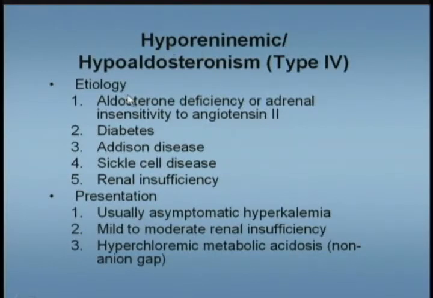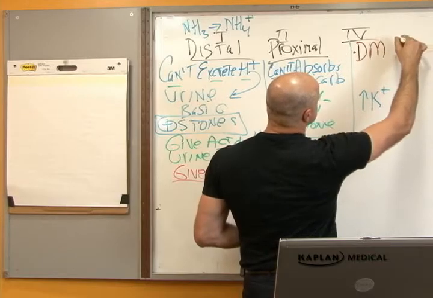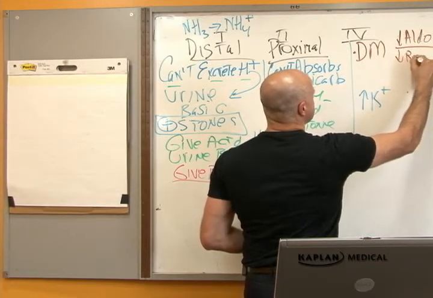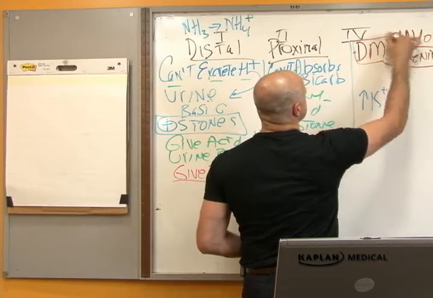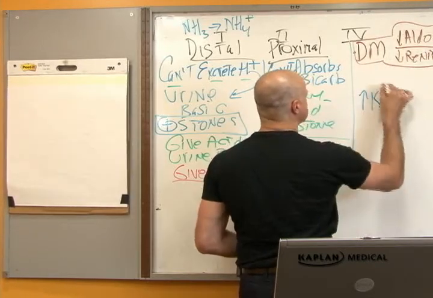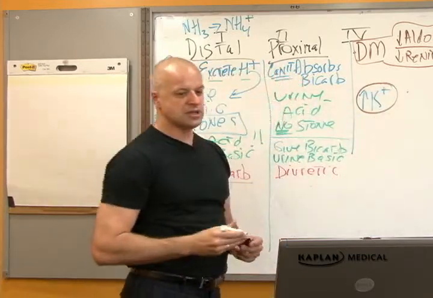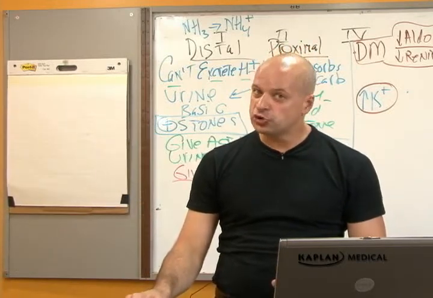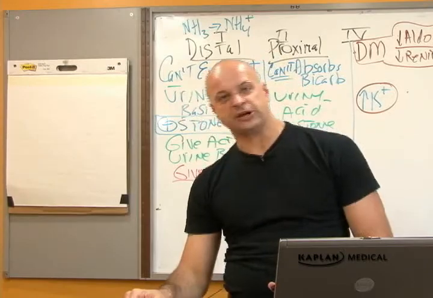Now, type 4 RTA is basically saying, what are all the things that will decrease aldosterone in the body? The main thing you're going to see is a diabetic with a decreased renin: hyporenin, hypoaldosteronism. It's also the only one that gives hyperkalemia.